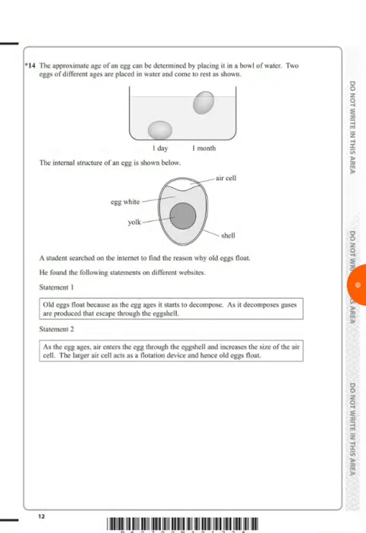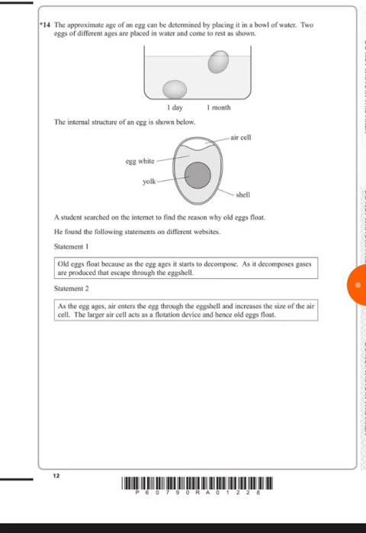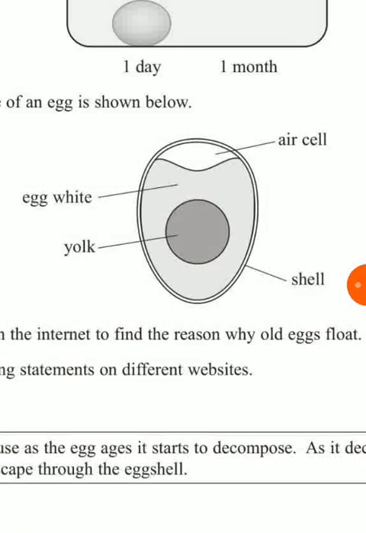14. The approximate age of an egg can be determined by placing it in a bowl of water. Two eggs of different ages are placed in water and come to rest as shown. So here we can see the egg which is 1 day old goes to the bottom, and the old one which is 1 month old floats. The internal structure of an egg is shown below. So here they have shown us the internal structure of an egg.